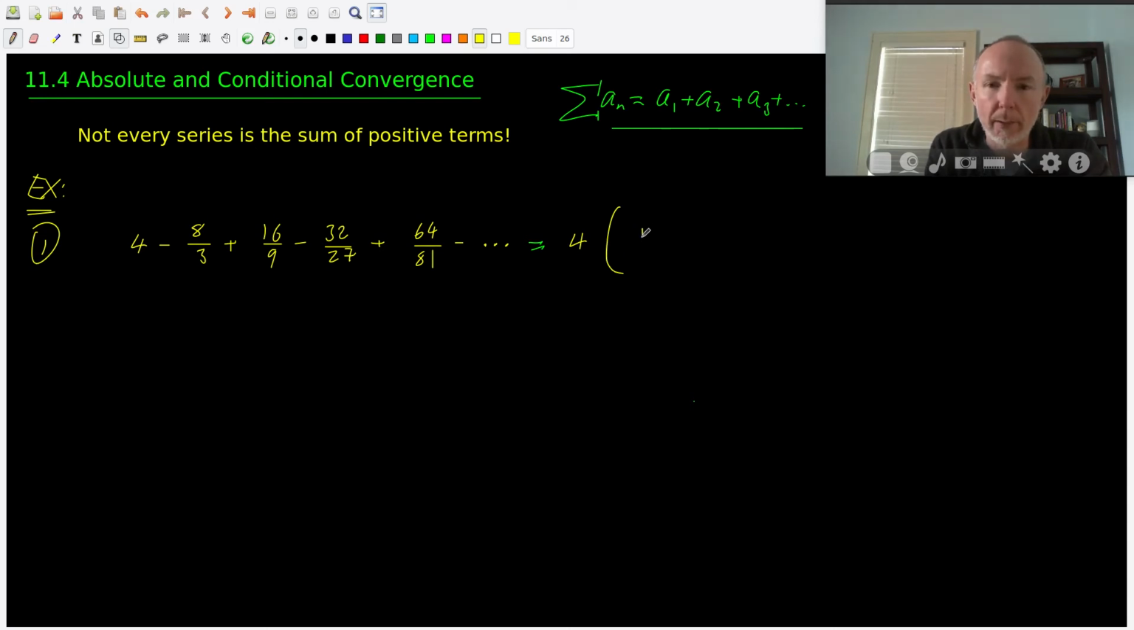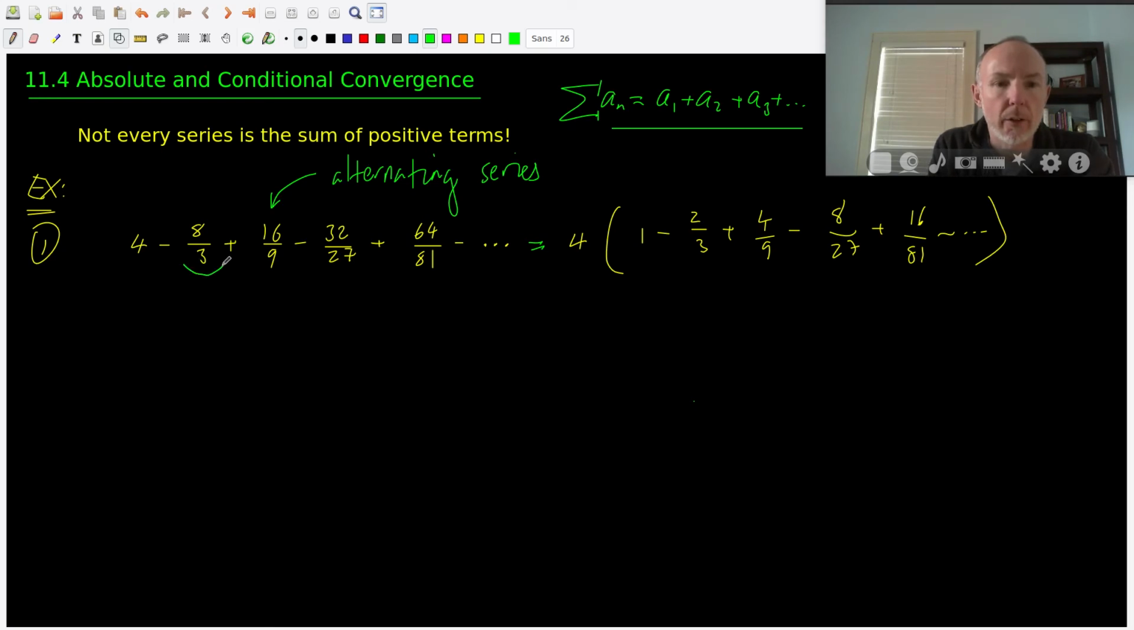If I pull out the 4, I'm left with 1, and then 2/3, and then 4/9, and then doubling gives us, what is it, 8? 8 fours are 32, yeah. 8/27, and then the next one is 16/81, and then so on. This is what's called an alternating series. And it's alternating literally because the sign changes, right? The sign changes from negative to positive, positive to negative, negative to positive, positive to negative. So it's an alternating series in the sense that the sign changes from positive to negative, negative to positive.